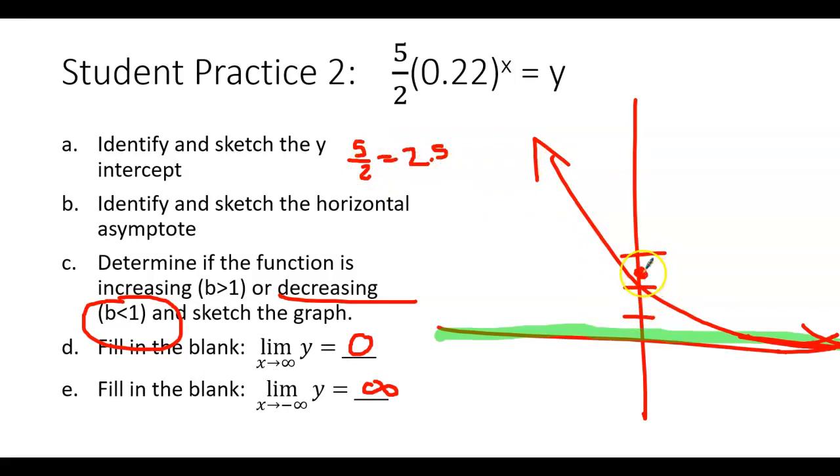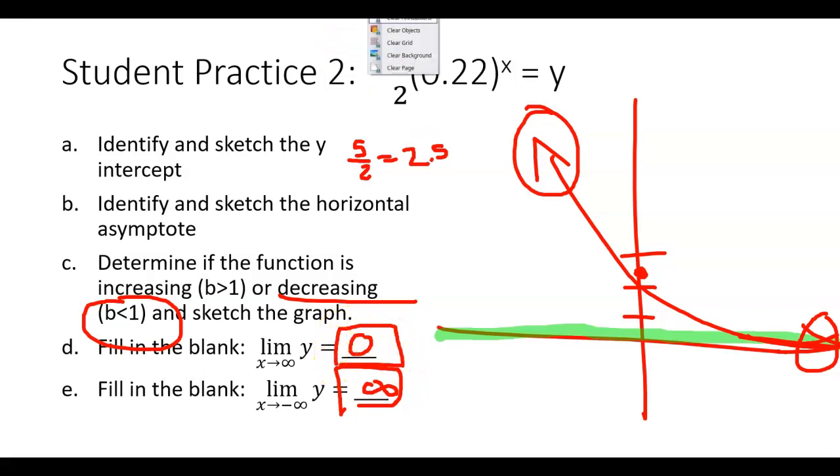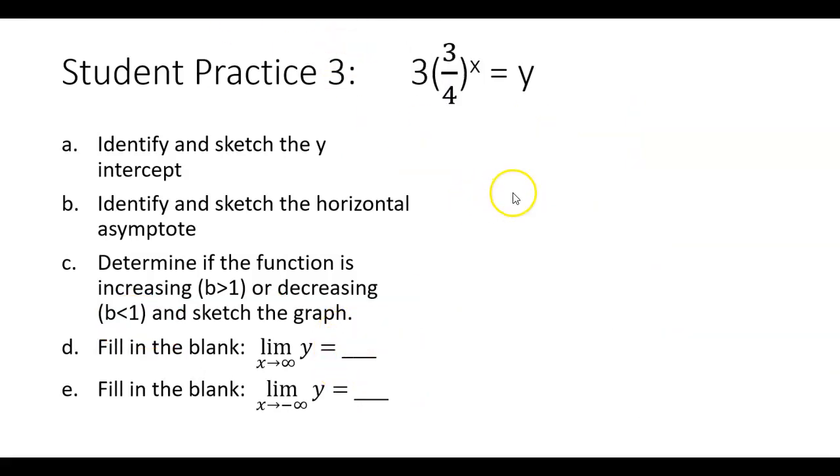When I graphed it, I didn't touch it. That was an accident. It should be going through that dot, but it didn't. My horizontal asymptote is here as always. The b value is less than 1, so that means we have a decreasing graph like that, which means on the left side of my graph, it's going up into infinity, and on the right side of my graph, it's flat at 0. All right, one more student practice, and that should do us for the day.